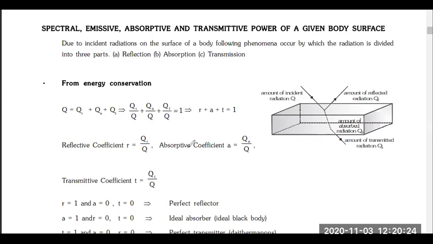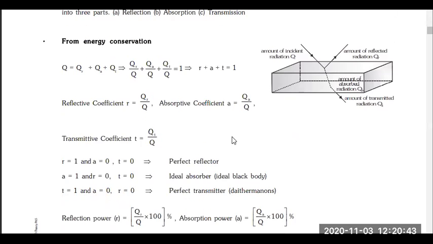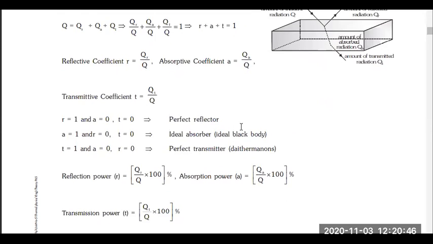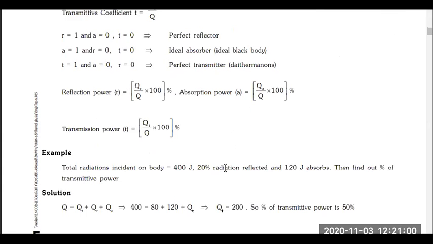So the sum of all the coefficients should always be equal to 1. I hope all of you are clear with this. So can I say that any of the ratios is between 0 to 1? And if any one of the ratios is 1, which means the other two should be 0. I hope all of you are clear with this concept. So reflective power is again multiplied by 100%. So you can go through these problems.